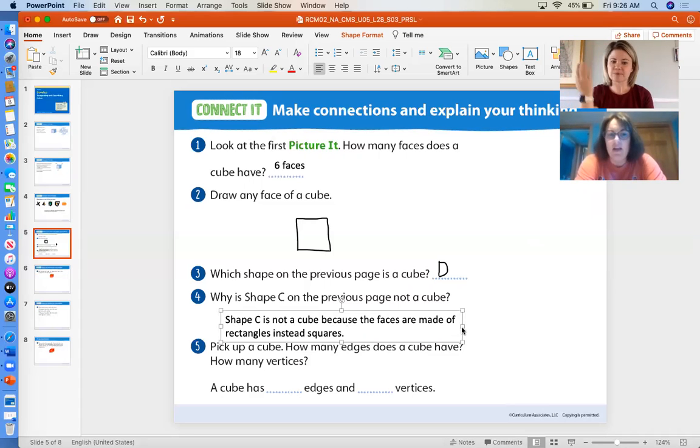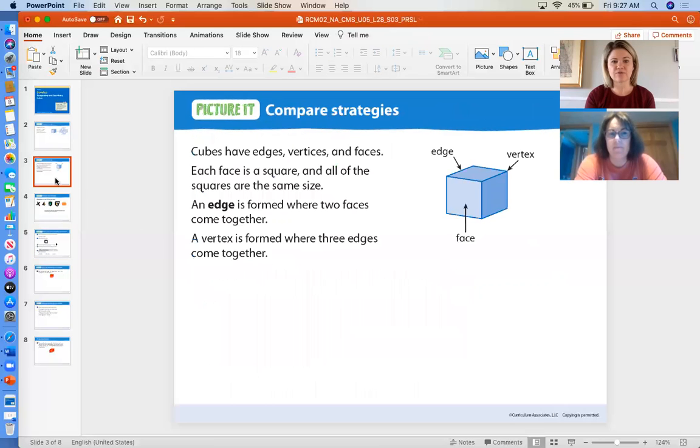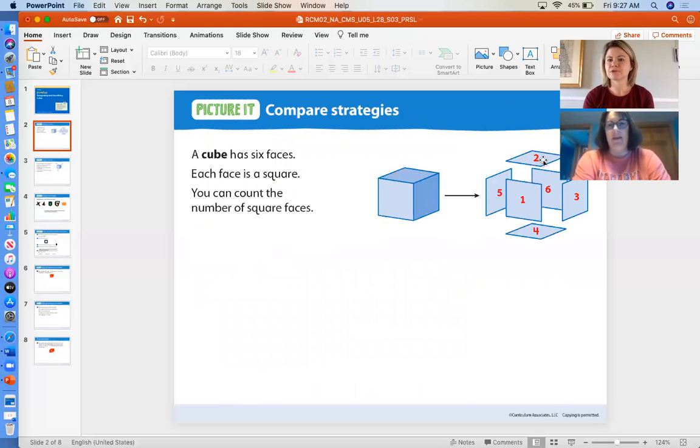Yes. Okay, so we can't pick up a cube like we would if we were in school, but we're going to talk about how many edges and how many vertices a cube has. So we're going to come back over here. Maybe we need to come over here. Yep, I think we need to be on that one.